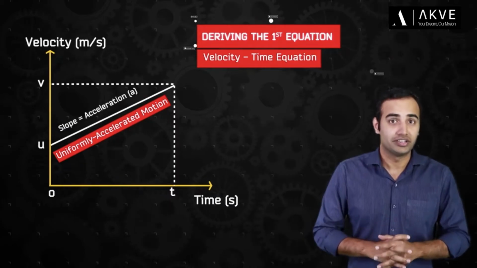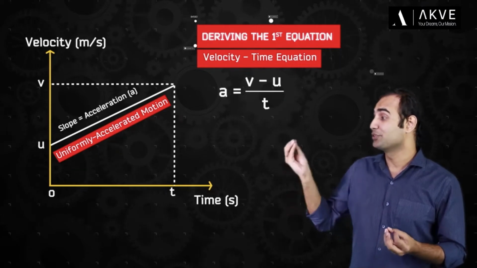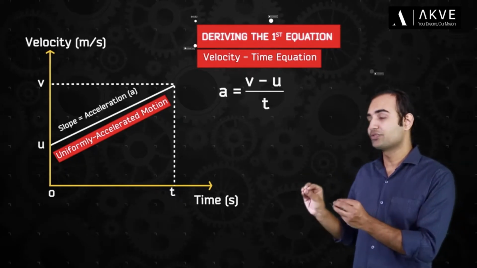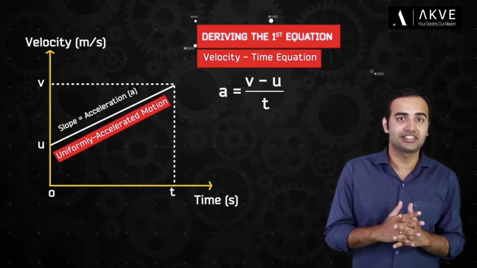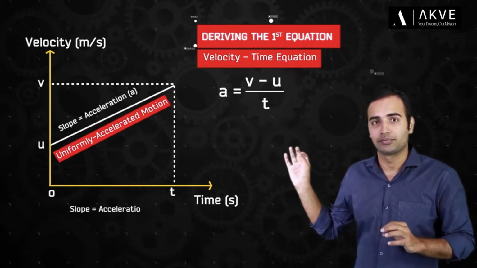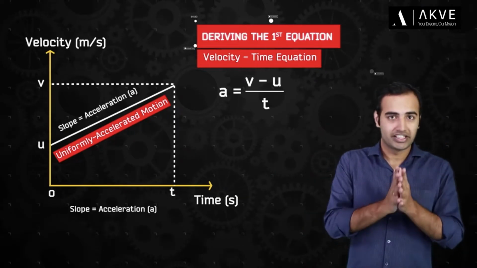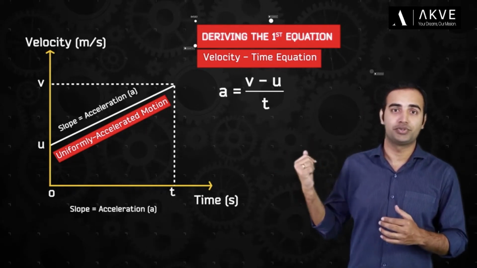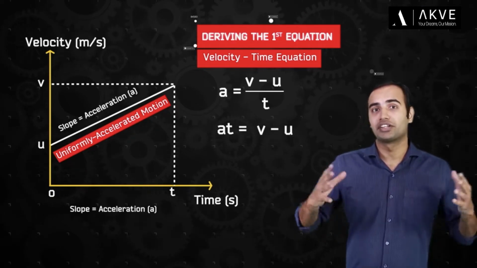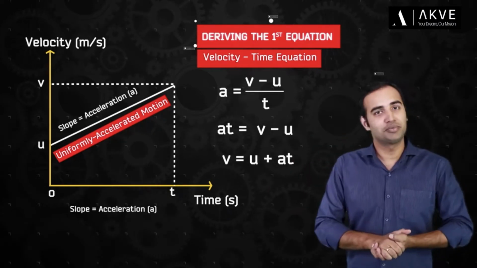So the first equation can be directly obtained using the formula of acceleration itself, which is a is equal to v minus u divided by t. Now, because this is a constantly accelerated motion, this formula would give me the correct value for acceleration. Apart from that, you can also think of this as an equation for the slope of the straight line. We know that in a velocity time graph, slope represents the acceleration. So in any case, my expression comes out to be a is equal to v minus u divided by t. Now, once I rearrange this, I get at is equal to v minus u, or v is equal to u plus at. So this is our first equation of motion.